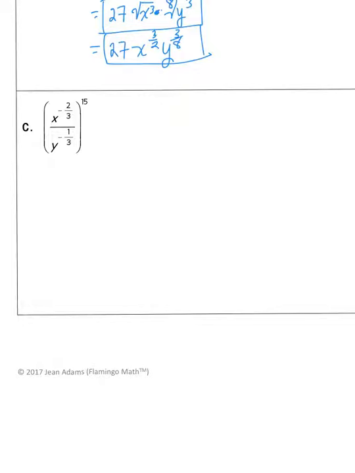Then C, I'm going to multiply power to a power here and here before I deal with the negatives. You could deal with the negatives first. You could switch these around, put the x in the denominator and the y in the numerator. Let's go ahead and do that first. So we've got y to the positive 1/3, and then x to the positive 2/3, and all of that is raised to the 15th.